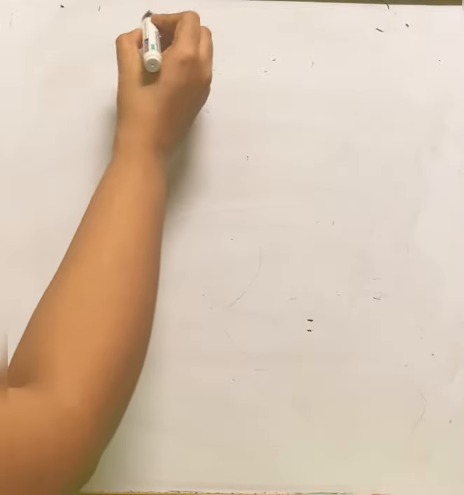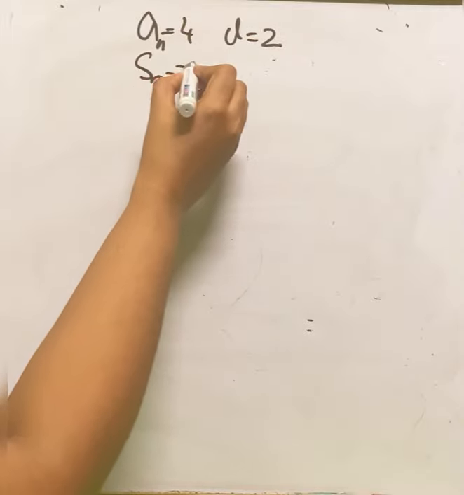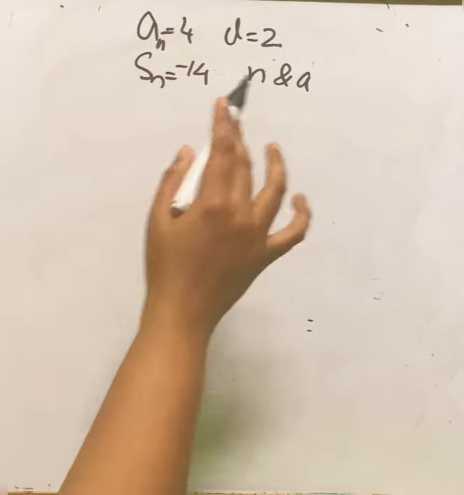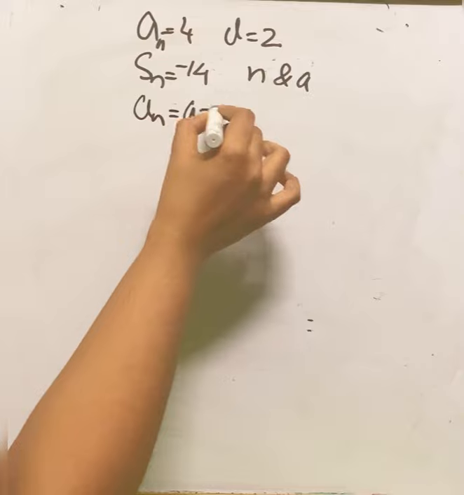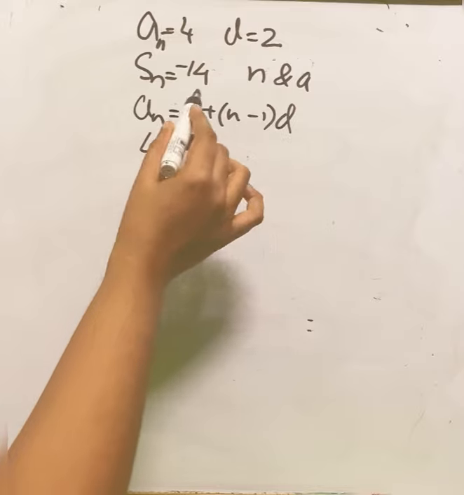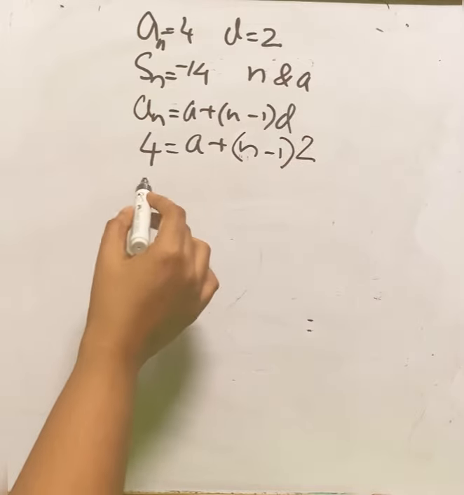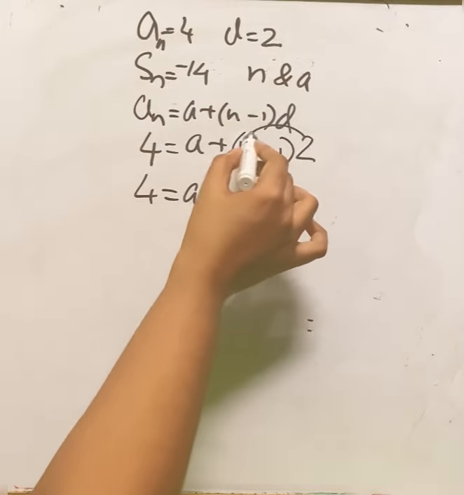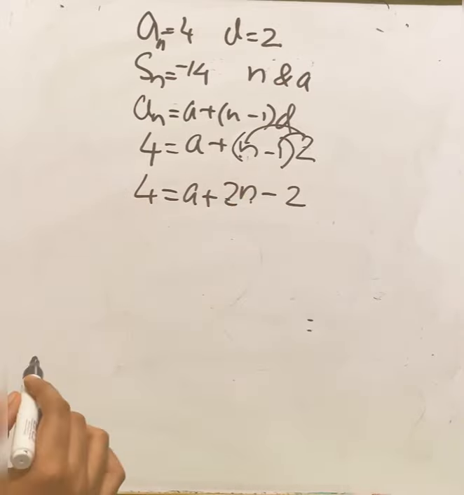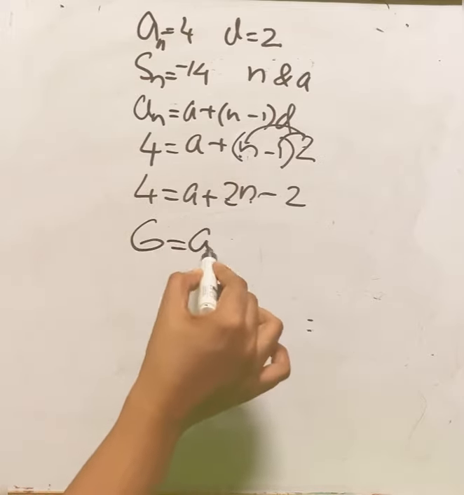Next question. an equal to 4, d equal to 2, Sn equal to negative 14. Find n and a. From the given information, we want to find n and a. We know an equal to a plus n minus 1 into d. Here an is 4 and a we don't know, a plus n minus 1 into d we know 2. So 4 equal to a plus, let us distribute this, 2n minus 2, 2 into n, 2n minus 1 into 2, minus 2. Now take this minus 2 to the side, it becomes 4 plus 2, that is 6 is equal to a plus 2n.